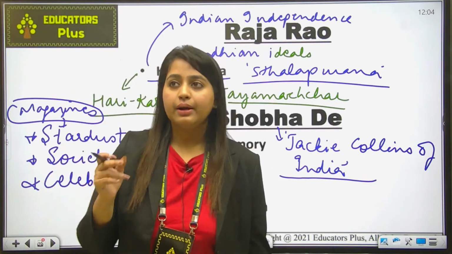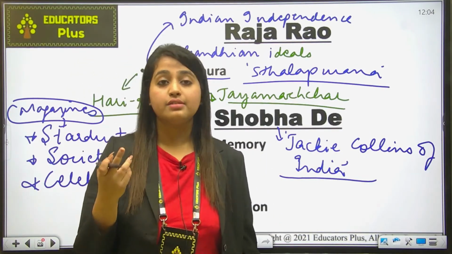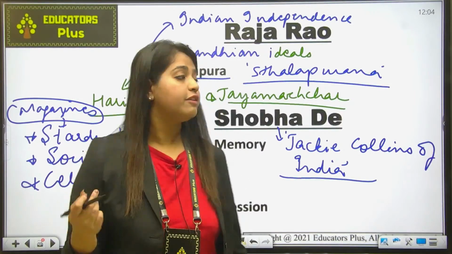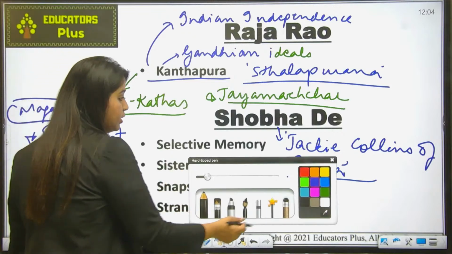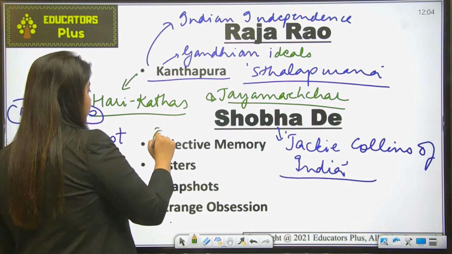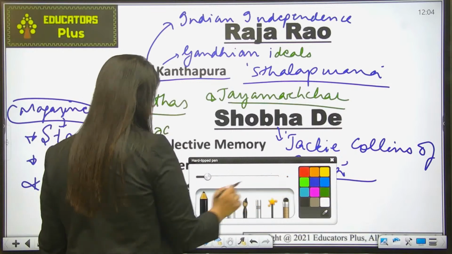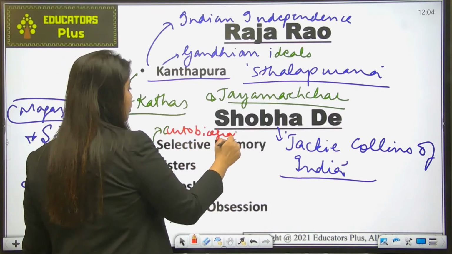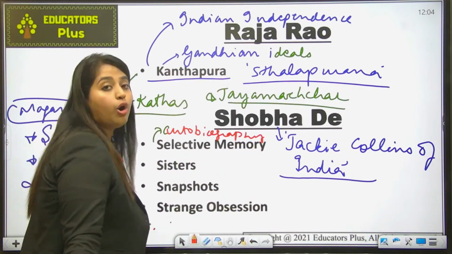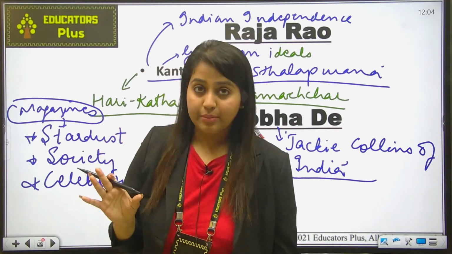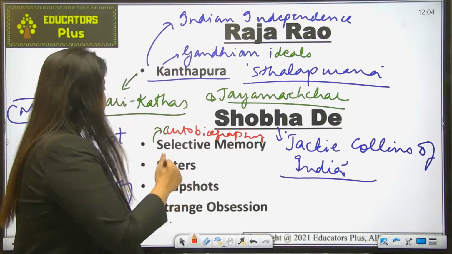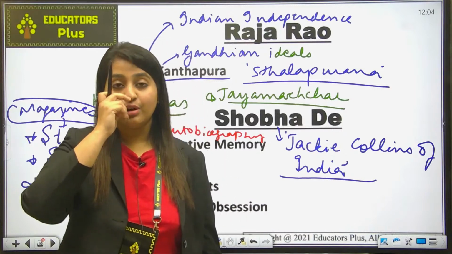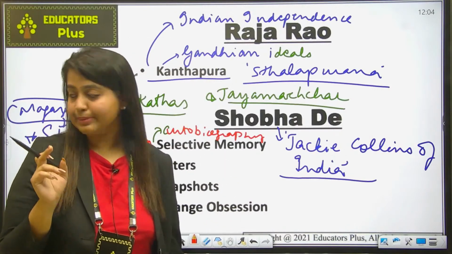Okay, and next is that she has written an autobiography as well, and the name of her autobiography was Selective Memory. Okay, as you can see the title, Selective Memory, it is an autobiography. Whose autobiography is it? Shobha Day's autobiography is Selective Memory. Please remember the name. Again, the question has been asked: whose autobiography is Selective Memory? Selective Memory is an autobiography of Shobha Day.